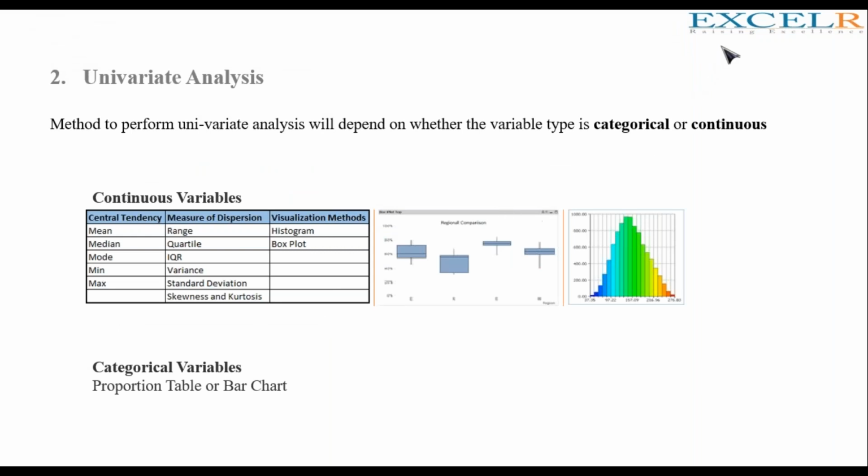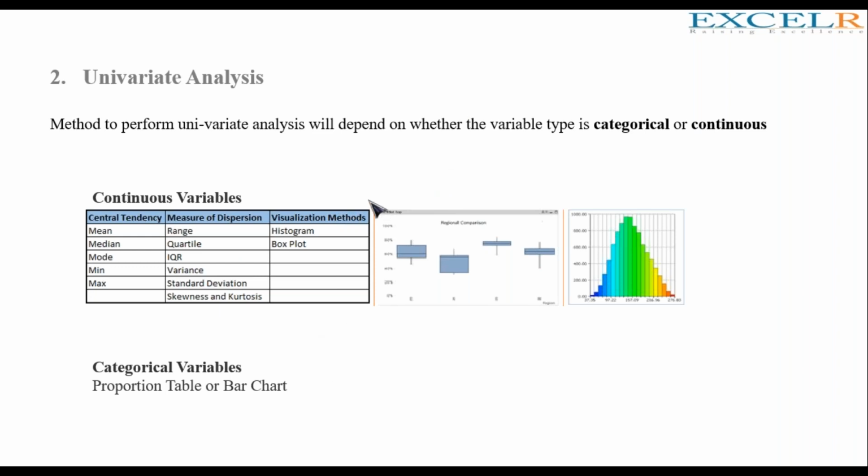For the continuous variables, you can employ these methods: mean, median, mode, all these, the first moment business decision till the fourth moment business decision. And then you can also employ your histogram and the box plot, the visualizations, to interpret the shape of the distribution and identify the outliers.